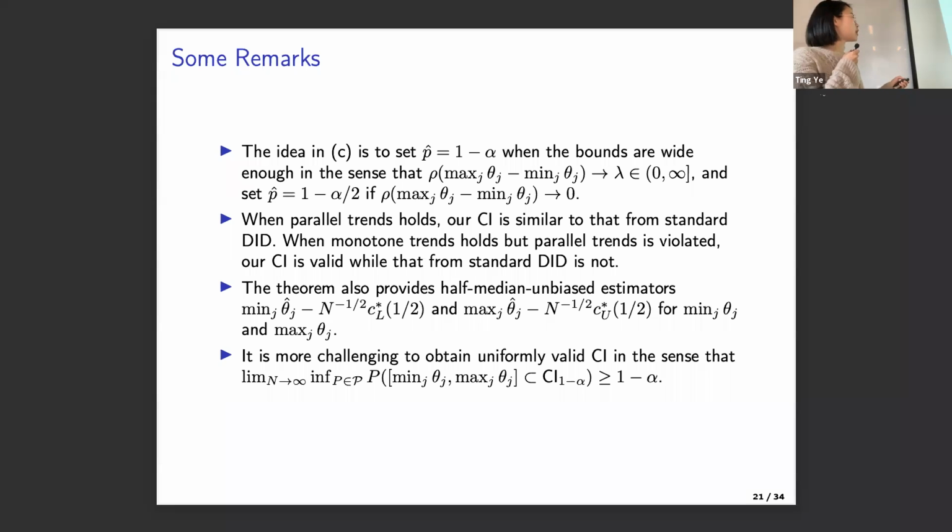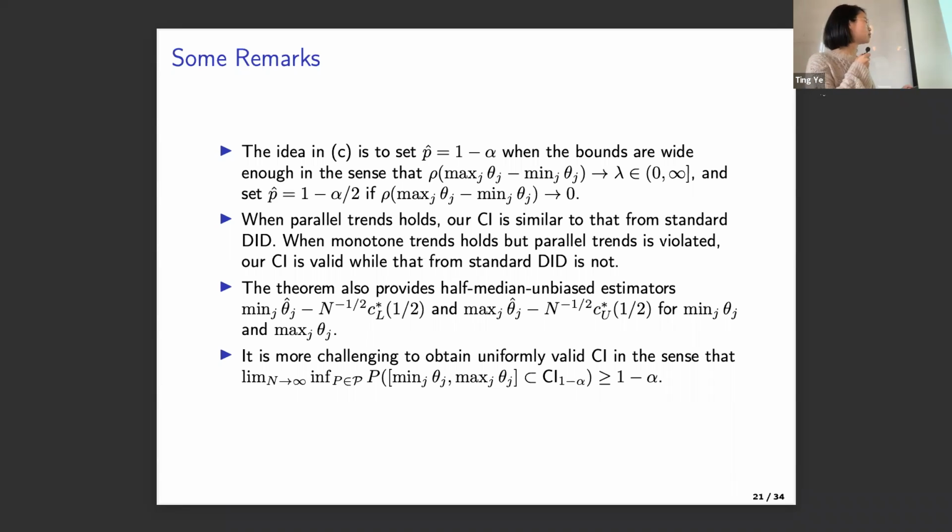So the previous theorem also provides half median unbiased estimators for the bounds. Basically, we have this minimum of theta j hat minus this term being half median unbiased, in the sense that this estimator will be smaller than the minimum of theta j with more than 50% of the probability. So this can be shown based on the previous result.